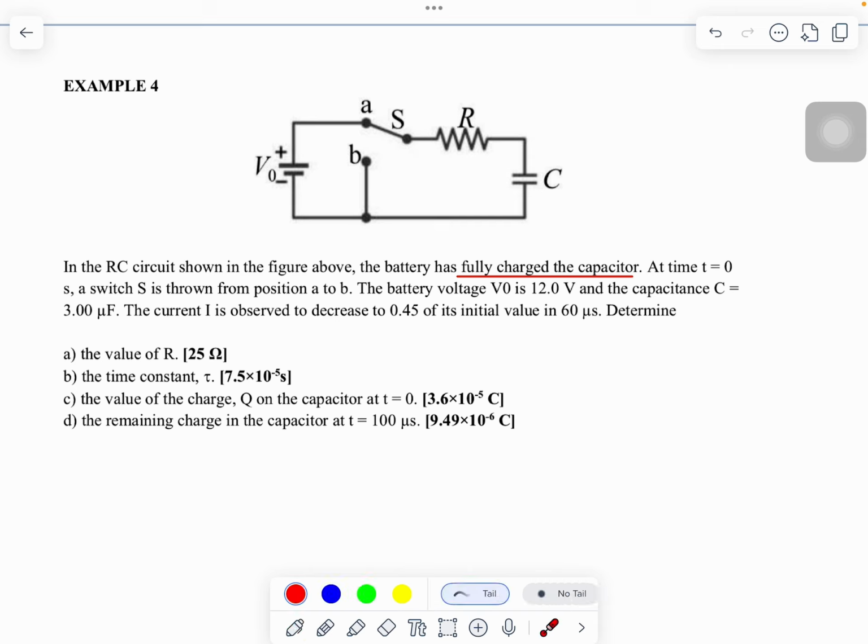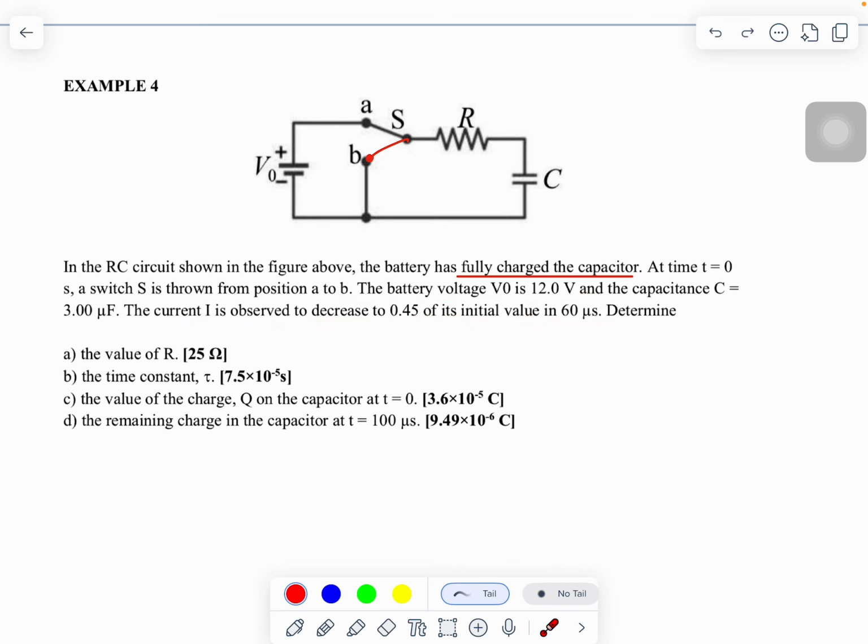And then at time equal to 0 second, a switch S is thrown from position A to B. So at 0 second, maksudnya awal-awal lagi lah. Right from the start dia sudah pindahkan switch S ni daripada position A ke B. So sekarang ni dia pergi position B. The battery voltage is 12 volt and the capacitance C is 3 microfarad. The current is observed to decrease to 0.4 of its initial value in 60 microsecond.